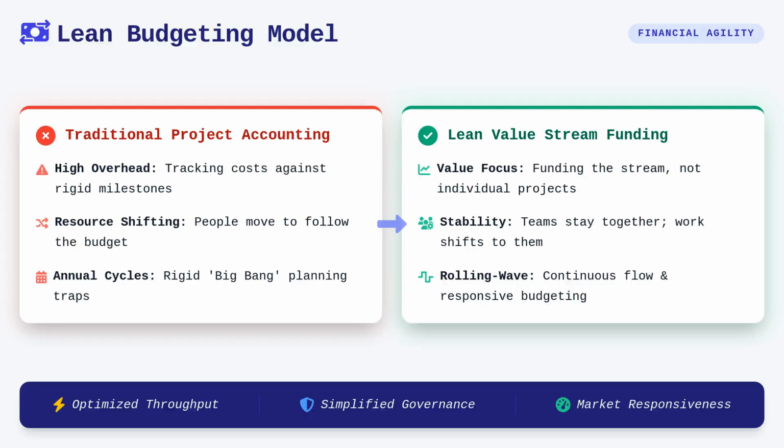We move toward a continuous flow model where funding is adjusted based on strategy and performance rather than arbitrary annual cycles. This shift allows the organization to avoid the big bang planning trap, replacing it with a rolling wave approach to budgeting that is both more predictable and more responsive to market shifts.